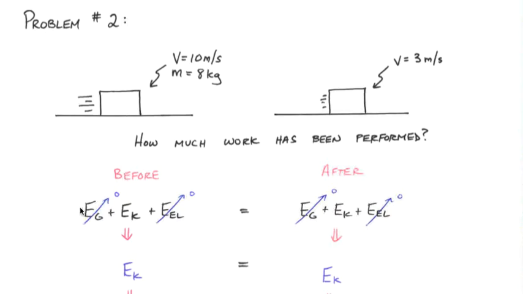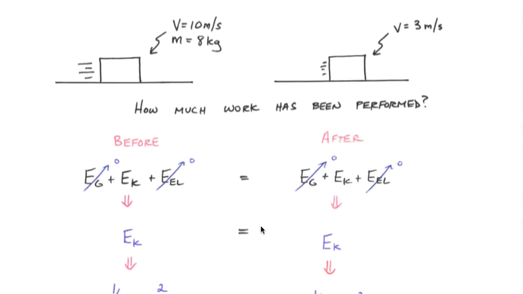Same setup as before. The total of my three mechanical energies before has to equal the total of my three mechanical energies afterwards. No height and no spring before, no height and no spring afterwards. Since I do have some velocity in each case, I will certainly have some kinetic energy. So the kinetic energy I have here before must equal the kinetic energy afterwards.